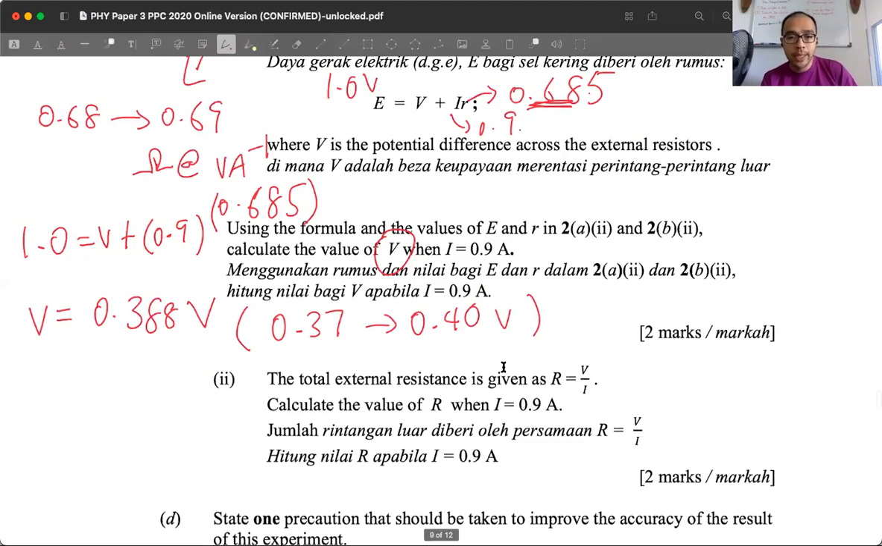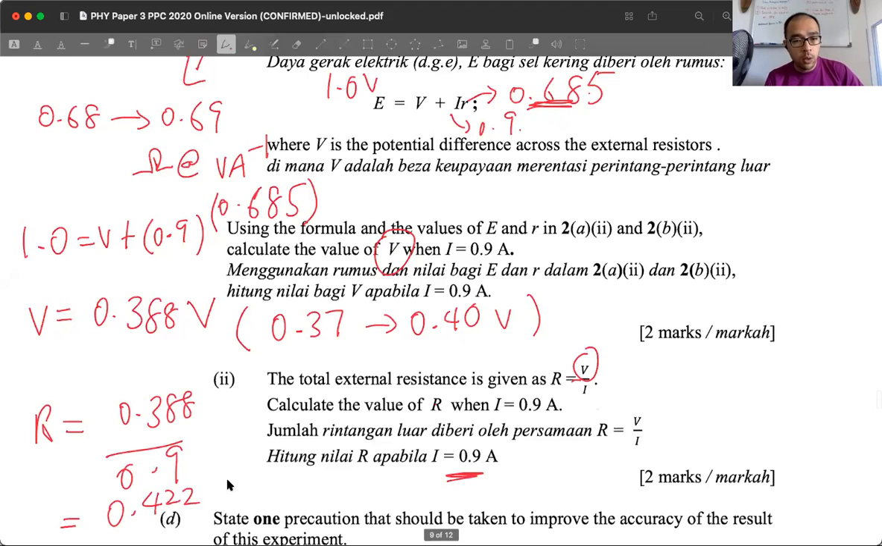Okay, total external resistance R is given as V over I. You have calculated V, you have calculated I, so all you have to do is calculate the value of R. I'm going to use my value. So R equals 0.388 over 0.9, because it's already given 0.9. Okay, the answer is 0.422 ohms.